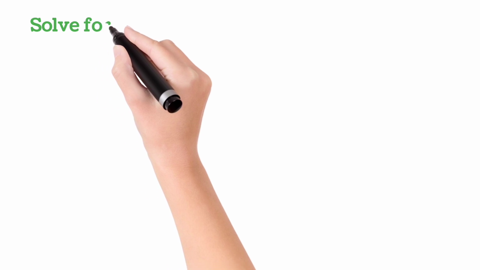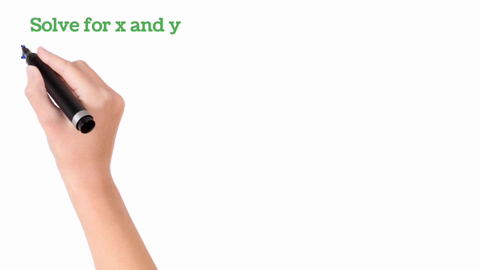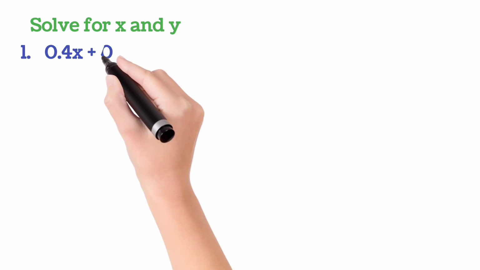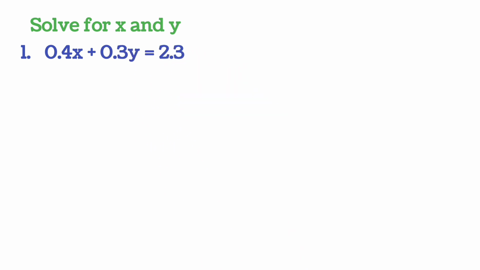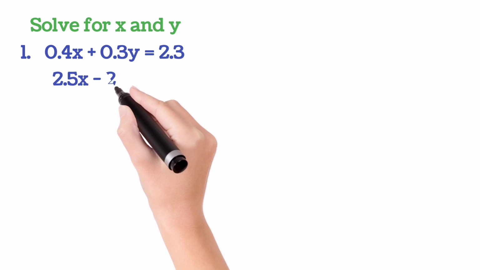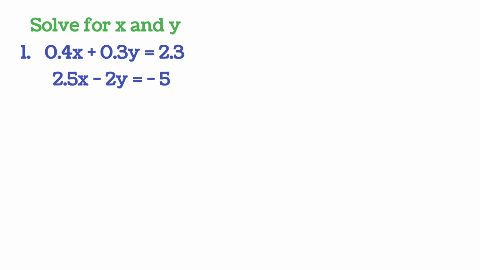Solve for x and y. So our question number 1, what is that? That is 0.4x plus 0.3y equals 2.3, and then 2.5x minus 2y equals minus 5.